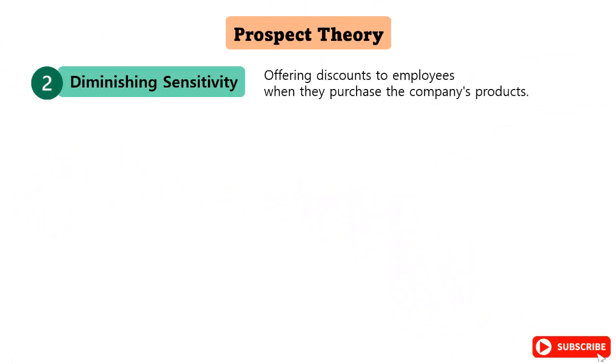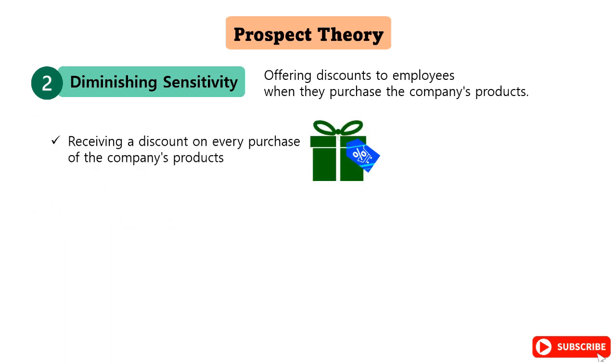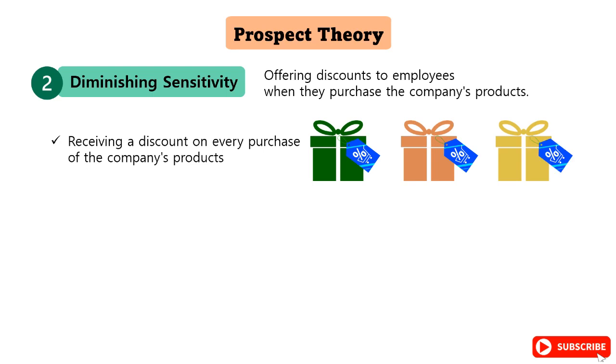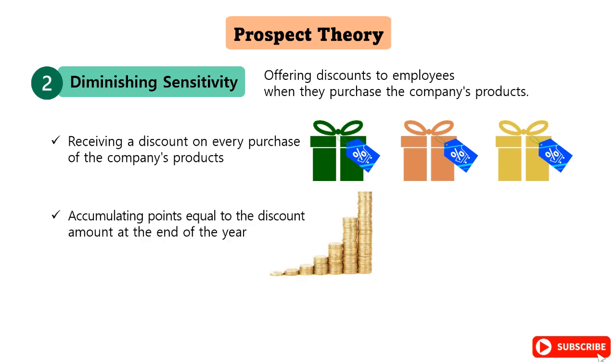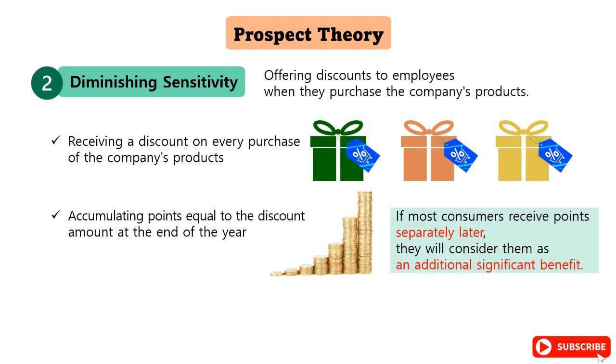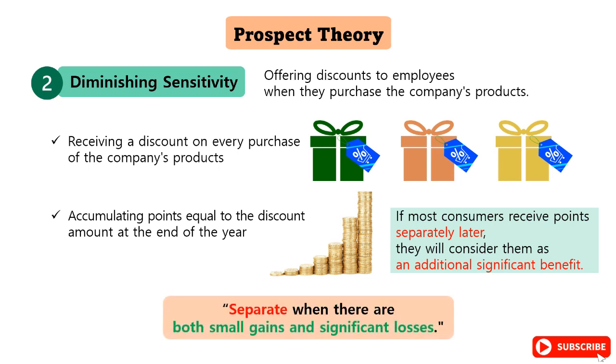The second example of diminishing sensitivity is offering discounts to employees when they purchase the company's products. Do employees prefer receiving a discount on every purchase of the company's products? Or do they prefer accumulating points equal to the discount amount at the end of the year? Most consumers take it for granted that they pay for their products when they purchase them. And if they receive points separately later, they will consider them as an additional significant benefit. In marketing theory, it is emphasized to separate when there are both small gains and significant losses.